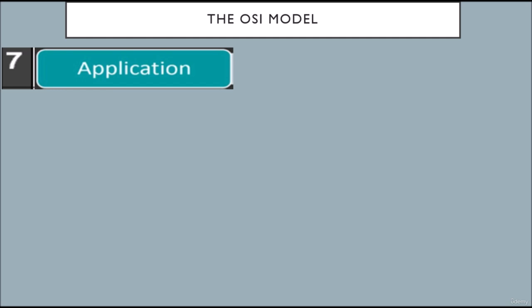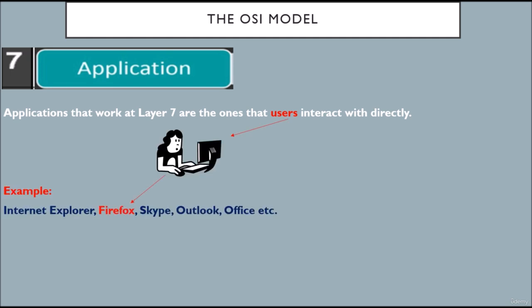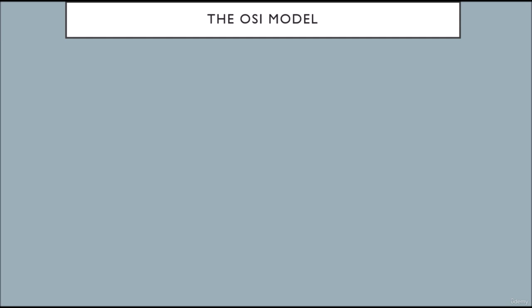The first layer we will cover is the 7th layer, which is the application layer. Applications that work at layer 7 are the ones that users interact with directly, and the examples are Internet Explorer, Firefox, Skype, Outlook, or Office.